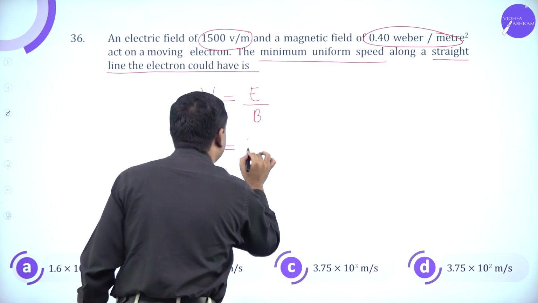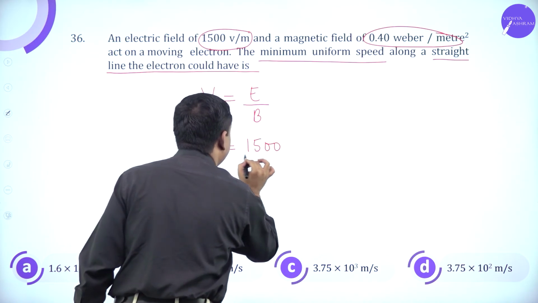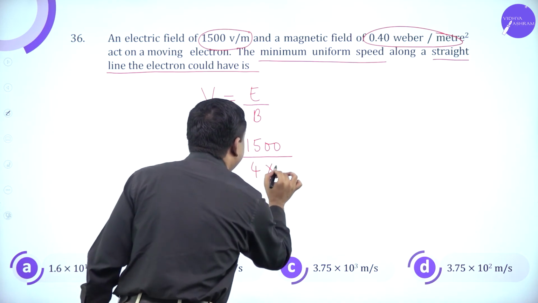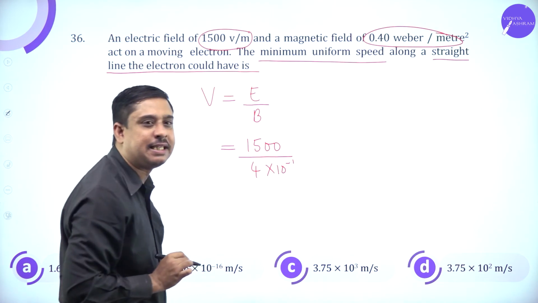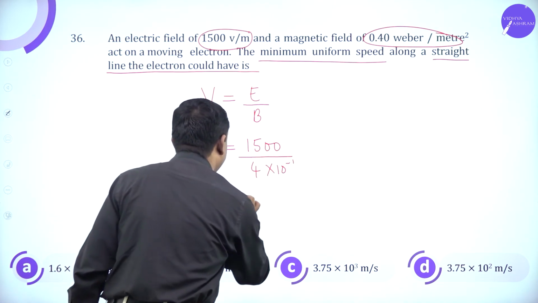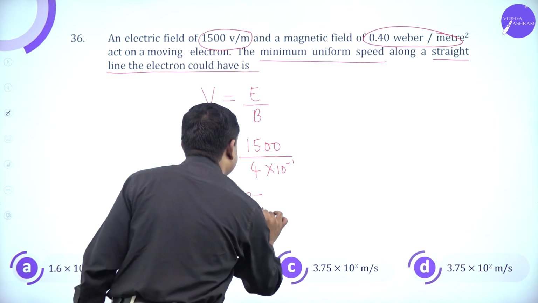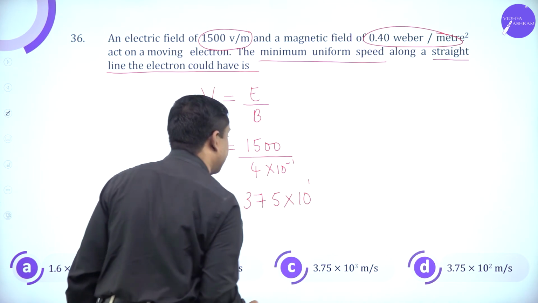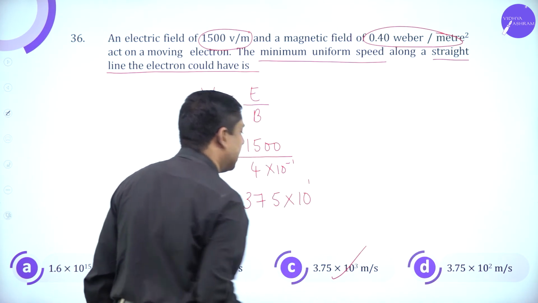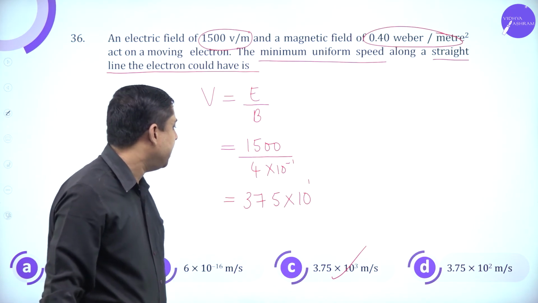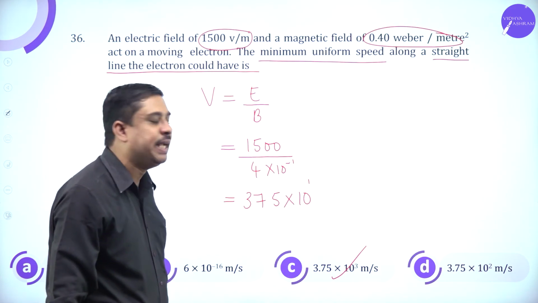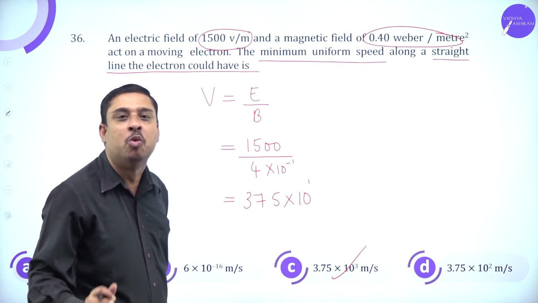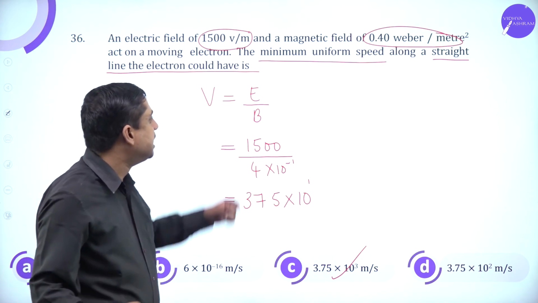So 1500 divided by 0.4. I will write that as 4 into 10 power minus 1. 1500 by 4 is 375, and the minus 1 going up becomes plus 1. So the answer is 3.75 into 10 power 3 meter per second. So that is the speed of the electron to move undeflected in this cross field.